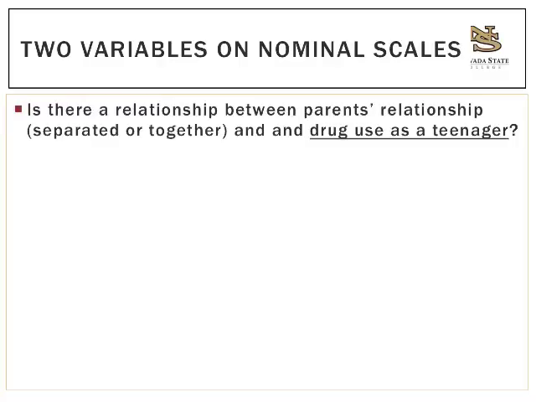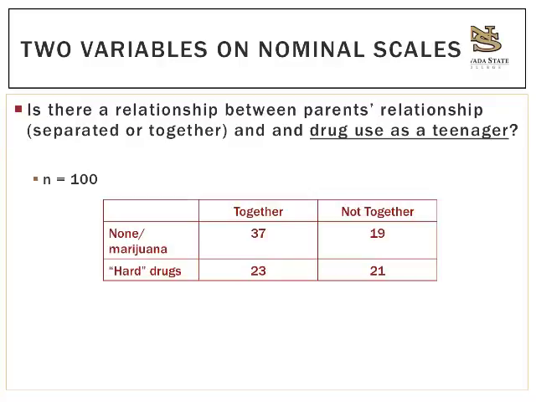All right, so let's keep going with this question. Is there a relationship between parents' relationship status, whether they're separated or together, and drug use as a teenager? Oh, I have an extra and in there. That's okay. We know what we're talking about. So let's say that you ask 100 people what their parents' relationship status was when they were growing up and what kinds of drugs they used as a teenager. And these are the results that you get.